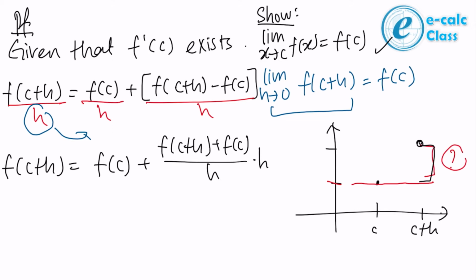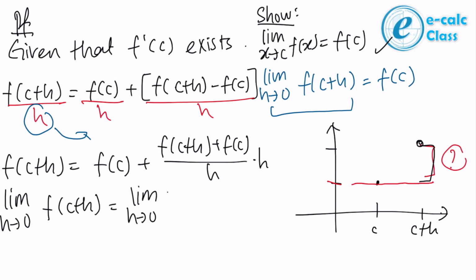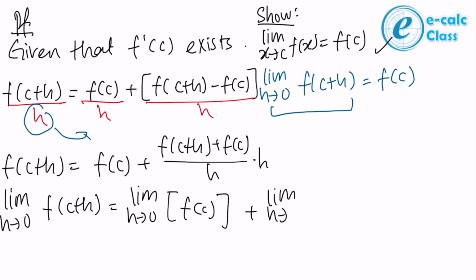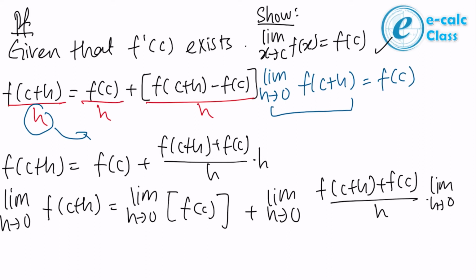Now I'm going to take the limit as h approaches 0 on both sides. The limit as h approaches 0 of f of c plus h equals the limit as h approaches 0 of f of c, plus another limit: f of c plus h minus f of c over h, times the limit as h approaches 0 of h.